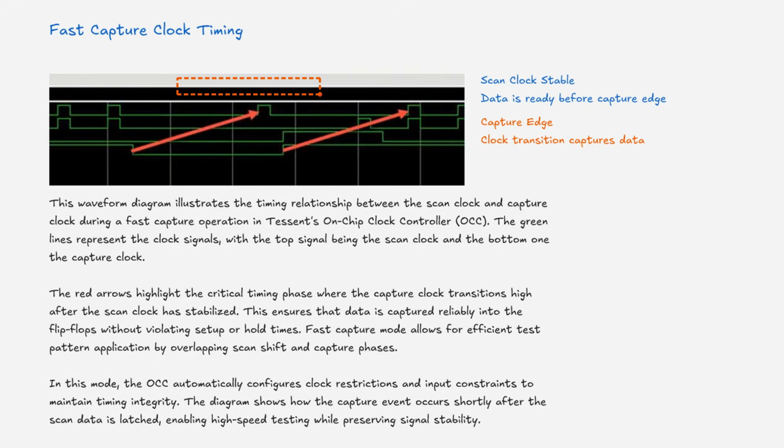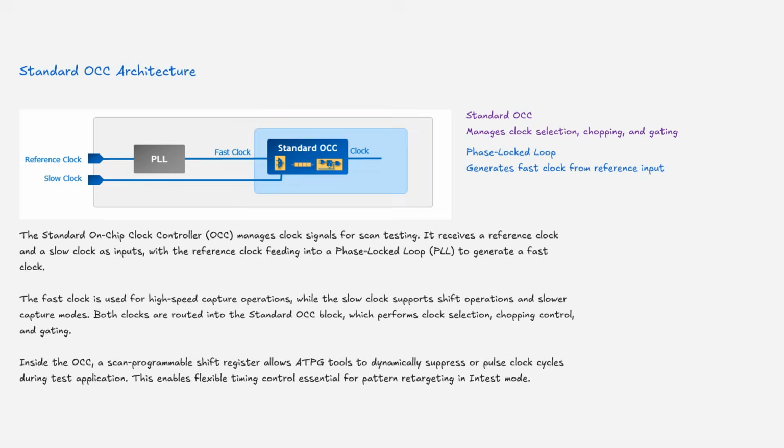Fast capture mode allows for efficient test pattern application by overlapping scan, shift, and capture phases. In this mode, the on-chip clock automatically configures clock restrictions and input constraints to maintain timing integrity. The diagram shows how the capture event occurs shortly after the scan data is latched, enabling high-speed testing while preserving signal stability. The standard on-chip clock controller, on-chip clock, manages clock signals for scan testing.